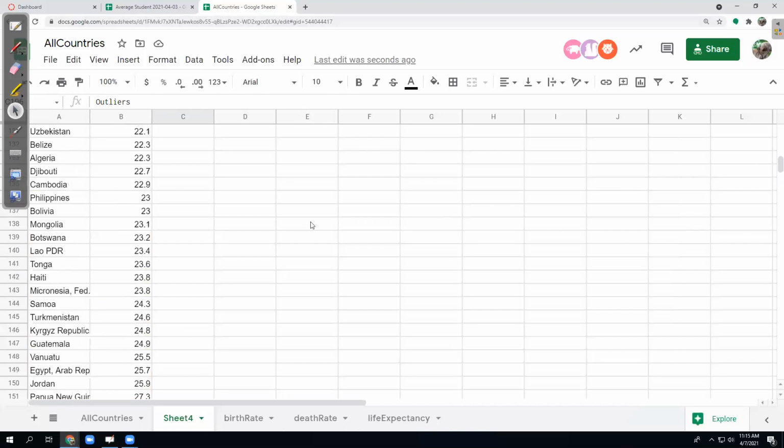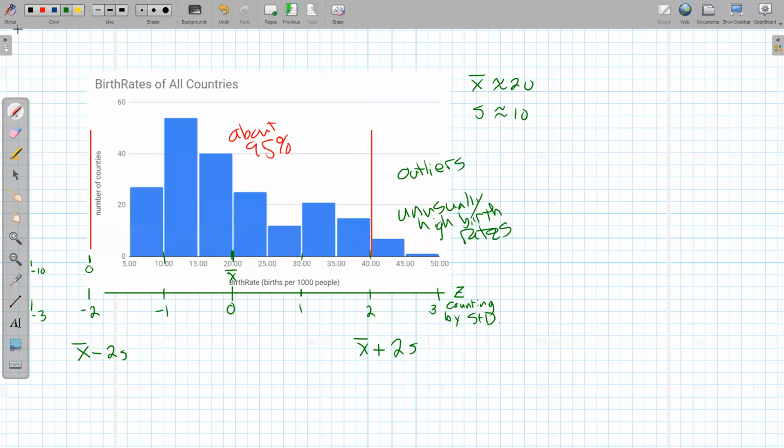All right, so let's get back to this, talk a little bit more about it, and we'll do another data set, and then we'll talk about percentiles. So just some observations about this data set based on the statistics I have so far. Birth rates.